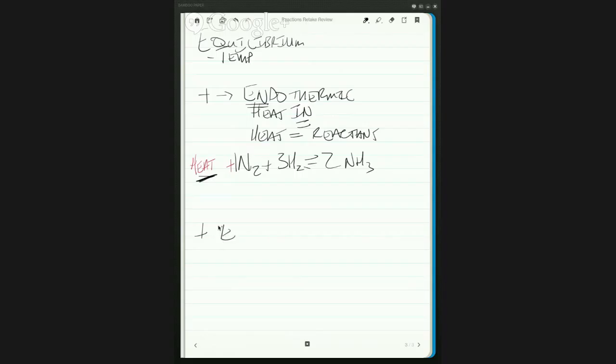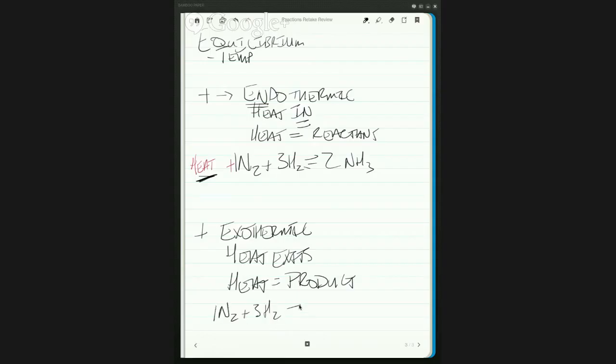Okay. If it's exothermic, we would say that heat exits. Okay. Heat is a product. Okay, so if we do this one more time, 1N2 plus 3H2 gives us 2NH3 plus heat. Okay, so now it's exothermic because the heat's on the right side. Heat's a product.